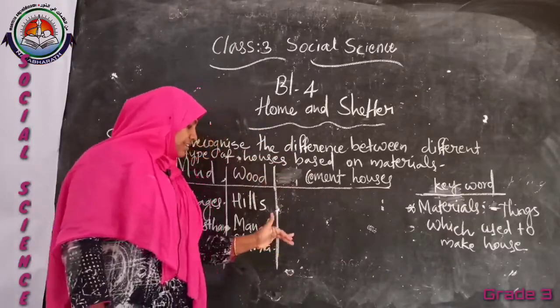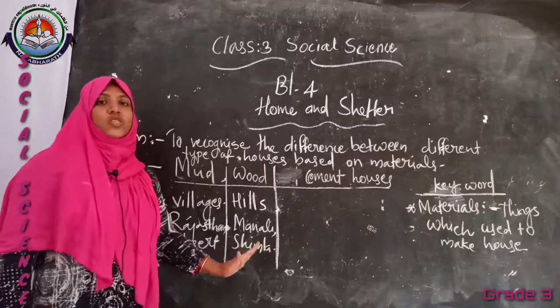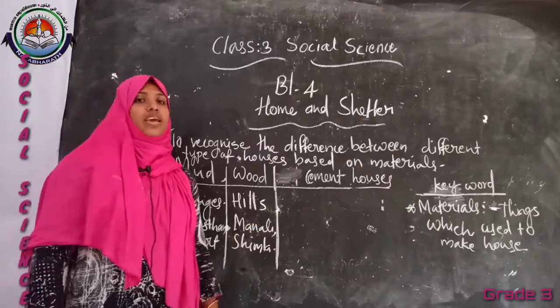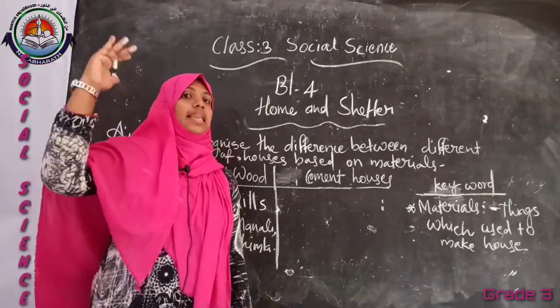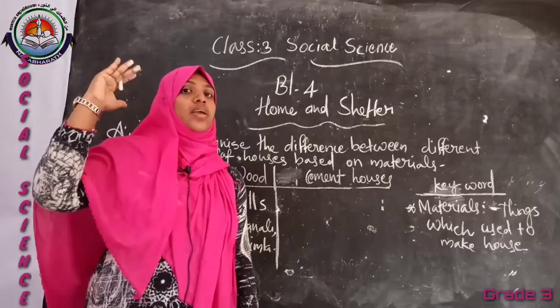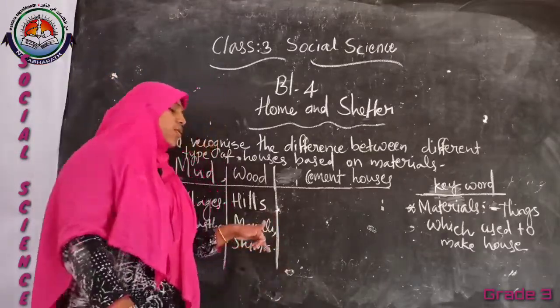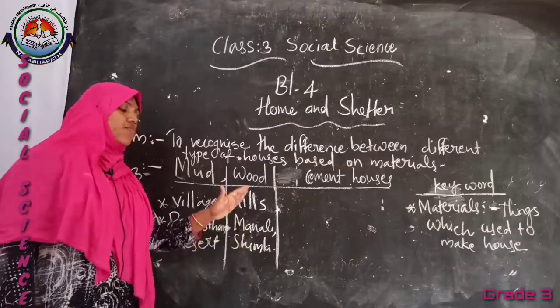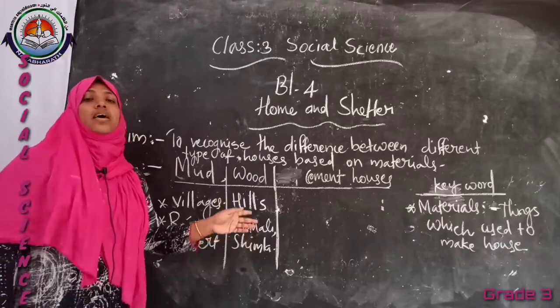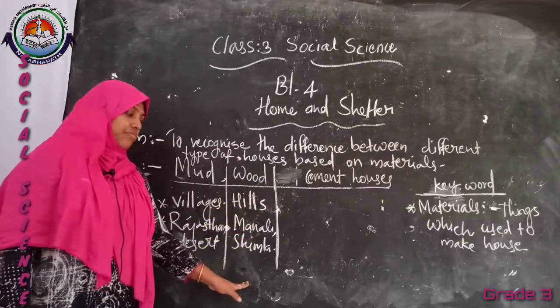These places experience a very cold climate because of the hills. They are located in the Himalayan mountain ranges. So we can see this kind of wood house in hills like Manali and Shimla.